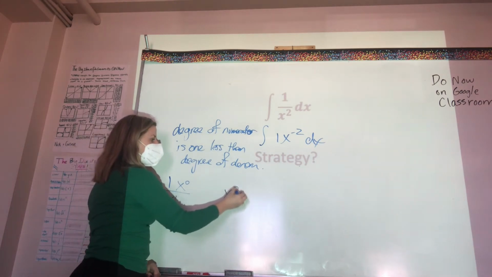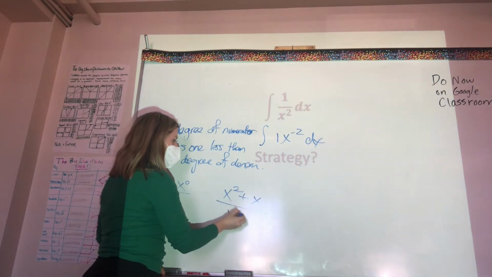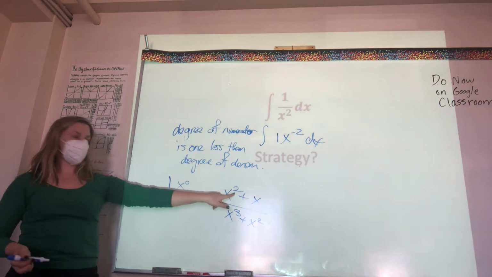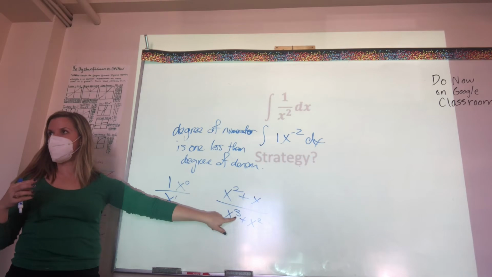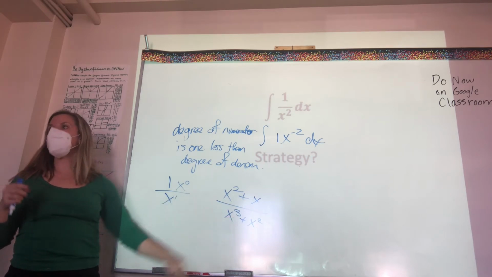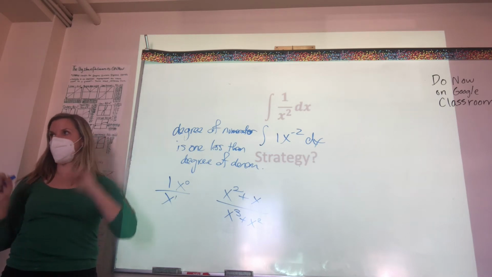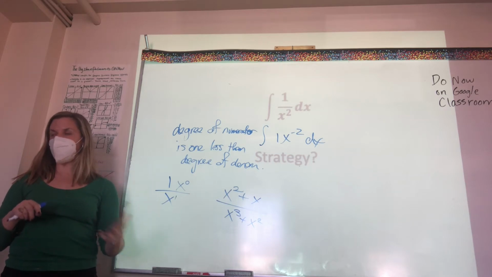If you have x squared plus x over x cubed plus x squared, whatever. What's the degree on top? 2. What's the degree on bottom? 3. So it's bottom heavy by 1 degree. The definition of degree of a term is the highest exponent. So when I say degree, that refers to the highest exponent, not the sum of the exponents.